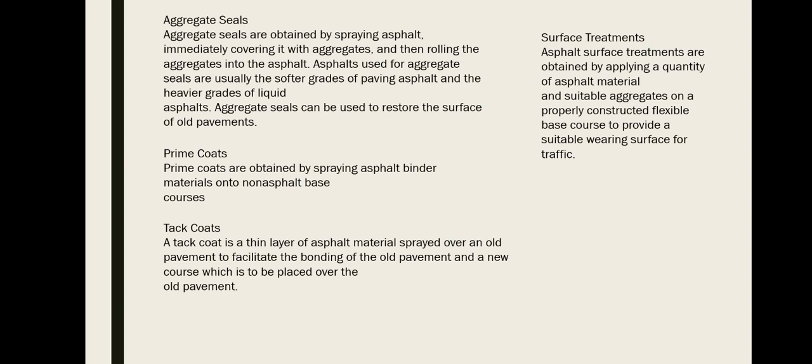So, aggregate seals. Aggregate seals are obtained by spraying asphalt, immediately covering it with aggregates, and then rolling the aggregates into the asphalt. Prime coats. Prime coats are obtained by spraying asphalt binder materials onto non-asphalt based courses. Tack coats. A tack coat is a thin layer of asphalt material sprayed over an old pavement to facilitate the bonding of the old pavement and the new course, which is to be placed on the old pavement.